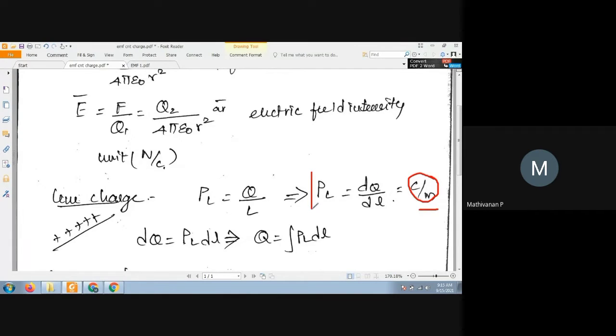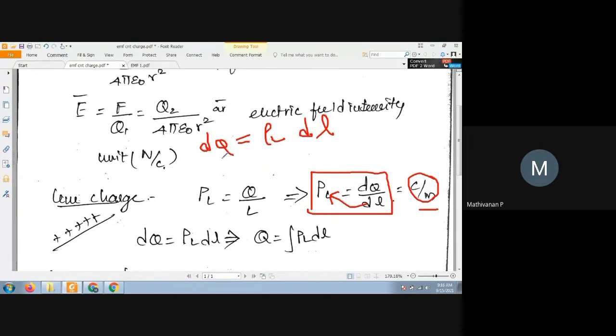Now I am going to take this expression. If you bring this dl to the other side, we will get an expression of dq, the differential charge, is equal to rho L dl. Am I right? This is the differential charge present in differential length. That means the small amount of charge present in a small length. That is the meaning of this.